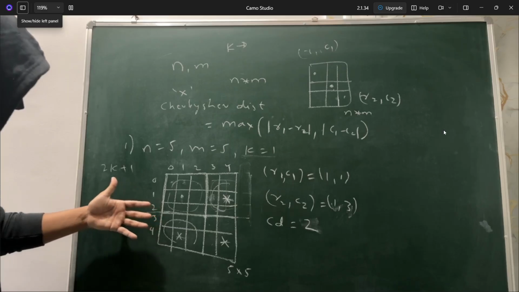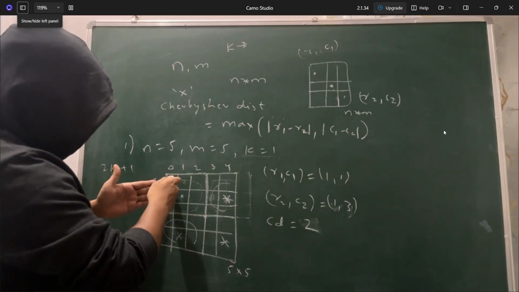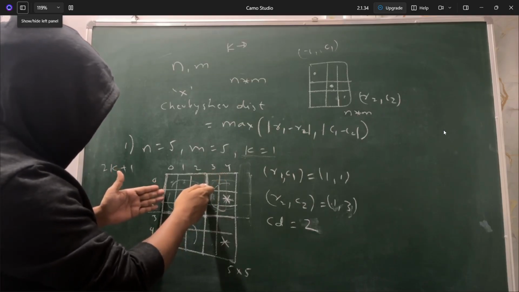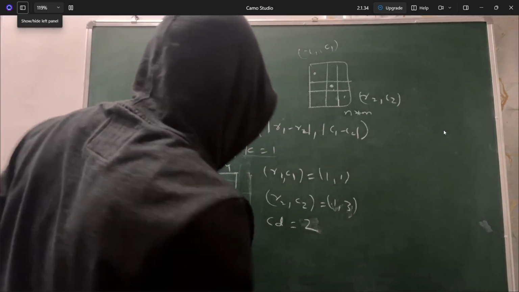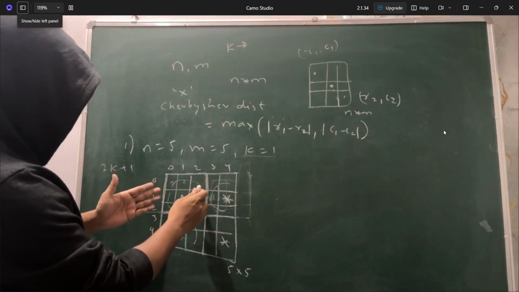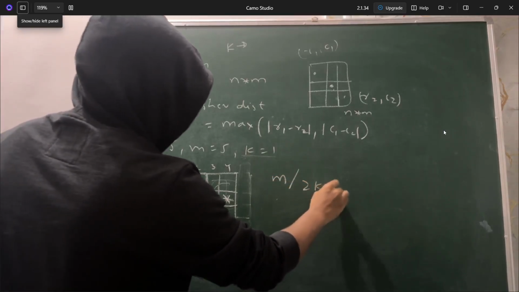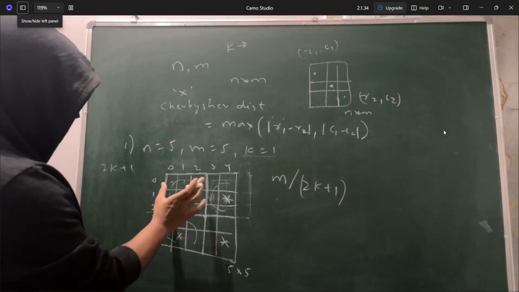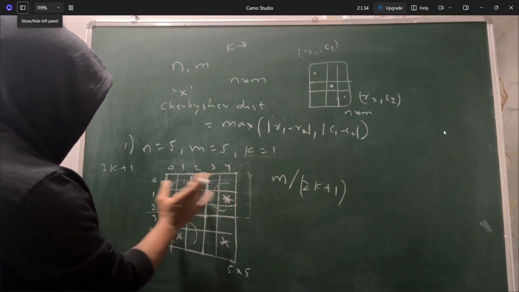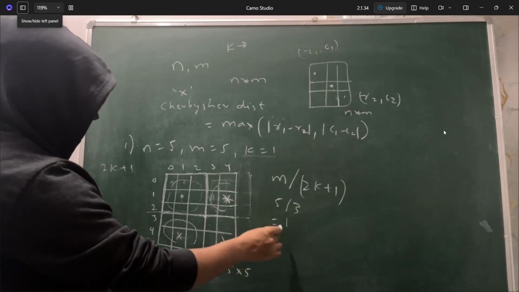So this is basically m columns and this is n rows. For a given m columns, how many sensors can you put? In order to answer that question, you will have to divide m, the number of columns, by 2k plus 1. If you divide by 2k plus 1, we will get to know how many sensors you can place. But since here m is 5 and 2k plus 1 is 3, it will give you 1 because it is an integer division.